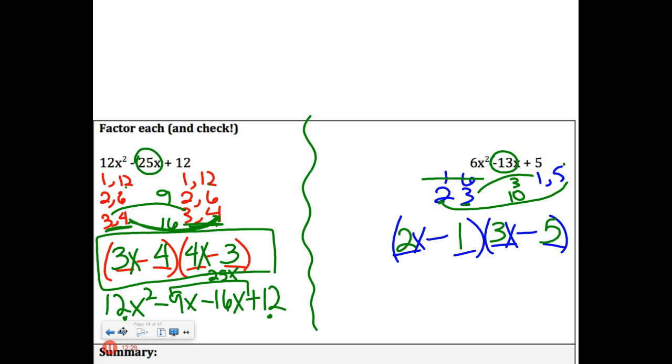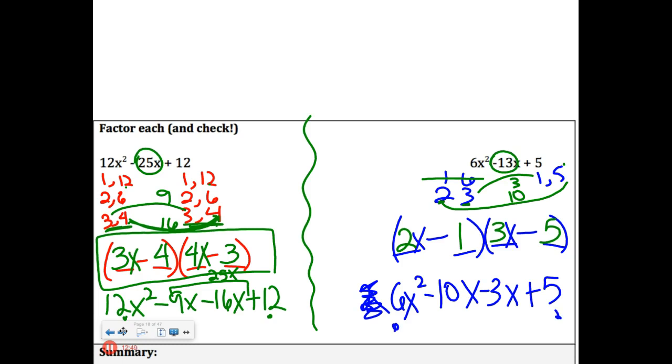So now I'm going to check. I'm going to take 2x times 3x, so I'm going to get 6x squared. I'm going to multiply the 2 by the 5. I'm going to get negative 10x. I'm going to multiply these here. I'm going to get negative 3x. And I'm going to multiply my last, and I'm going to get positive 5. The front and the back is exactly what we want. And this middle stuff is adding to negative 13x.